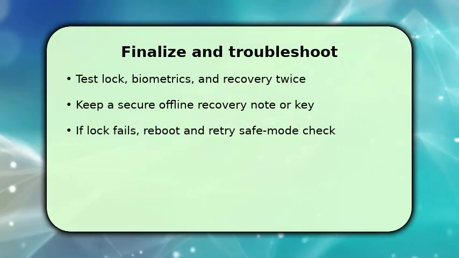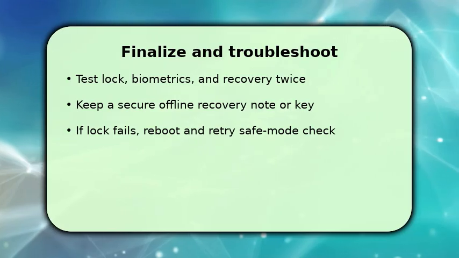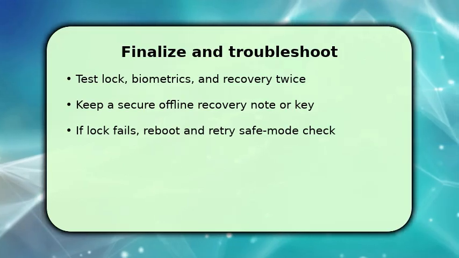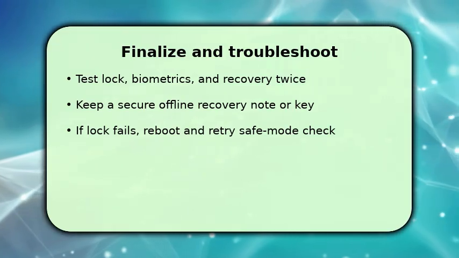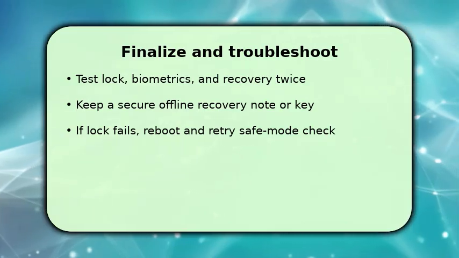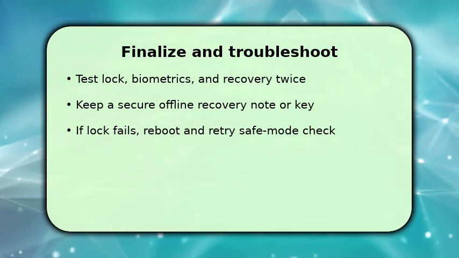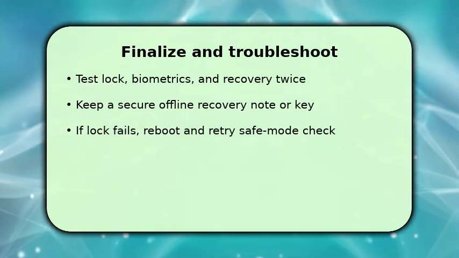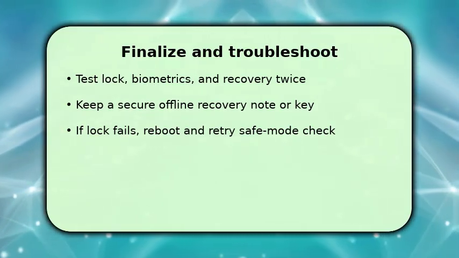Practice once or twice. If an app or biometric fails, reboot the device and retest, then check safe mode to isolate third-party conflicts. Keep an encrypted offline recovery note or hardware key in a secure location. If problems persist, remove recent apps or reset lock settings. Doing this stepwise reveals the cause without losing data.